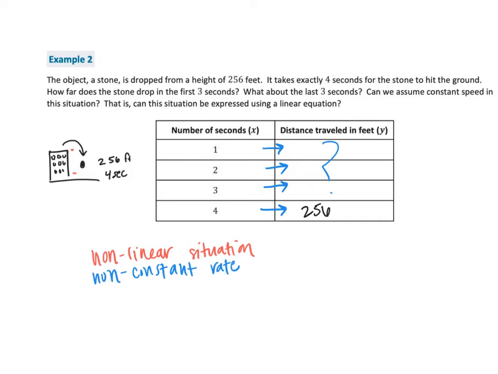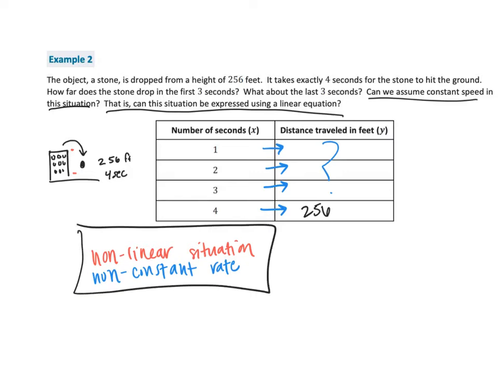But the answer to our question, can the situation be expressed using a linear equation? No. Can we assume that this is a constant speed in the situation? No. Okay? So later we will figure out how we fill out tables when it's not a constant situation. How do we predict things when we don't have a constant speed? And how do we express this in a way that we can graph it? So that is what this whole unit that we're moving into is about. It is called functions.